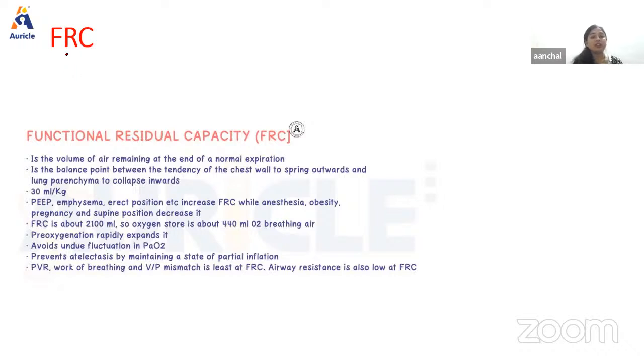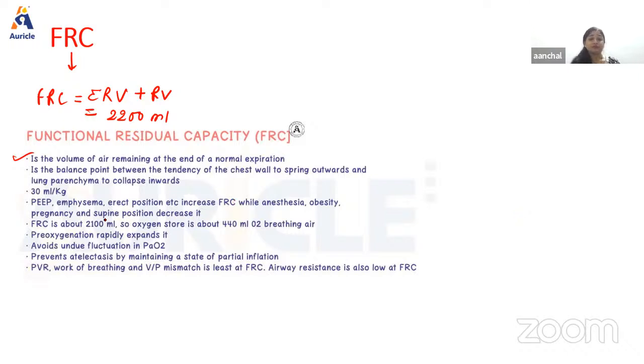Okay, but for determination of FRC, we have a formula: FRC is equal to ERV plus residual volume. ERV is expiratory reserve volume, so it will be around 2200 ml. This is the volume of air remaining at normal expiration, and it is the balance point between the tendency of the chest wall to spring outward and the lung parenchyma to collapse inward.